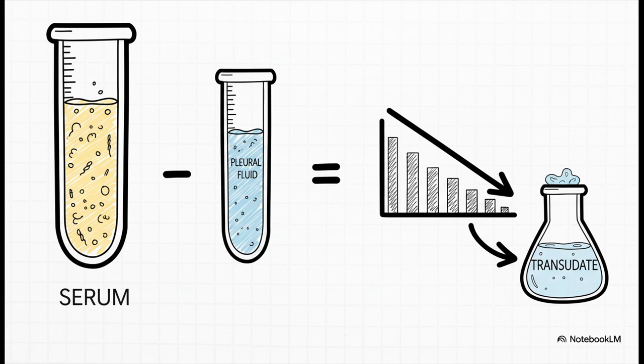Now, let me give you a pro tip. Sometimes Light's criteria can be a little iffy, especially if a patient is on diuretics, for example. So a great backup check is something called the serum pleural albumin gradient, or SPAG. You just subtract the pleural albumin from the serum albumin. If that gap, that gradient, is big, greater than 1.2, it tells you the protein is being held back in the blood, which points you right back to a transudate.